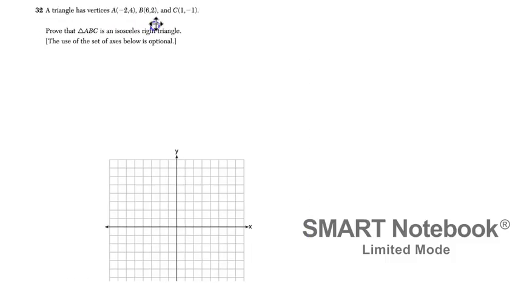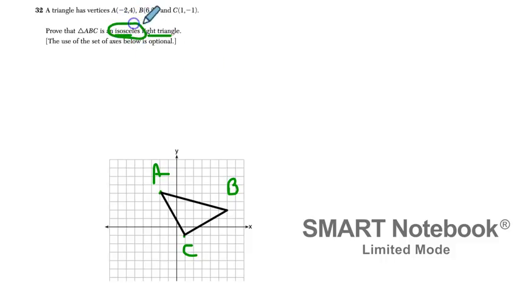Number 32 tells me to prove that a triangle with these vertices is an isosceles right triangle. That means I need to show some work. This is a coordinate proof, so it's not a two-columner, because whenever I can avoid a two-column proof, I try to. So I need to prove that it's an isosceles triangle, and I need to prove that it's a right triangle.